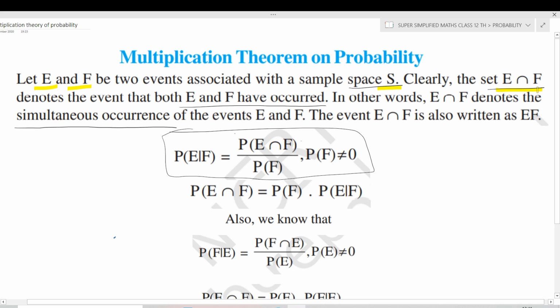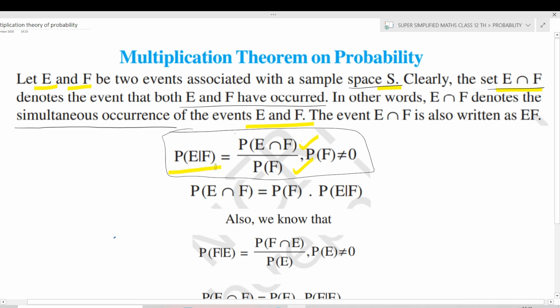Chapter 13, Probability. Now students, consider two events E and F which are associated with the sample space S, and E intersection F means the simultaneous occurrence of E and F. Now we know that the conditional probability of E, knowing that F has already occurred, is given by the formula probability of E intersection F upon probability of F. This we have already discussed in my first video of conditional probability.